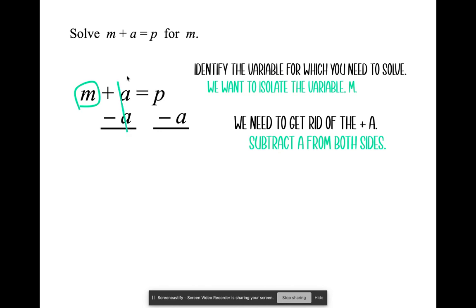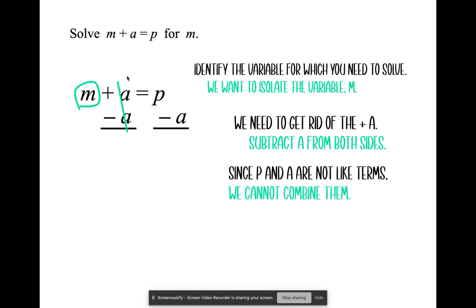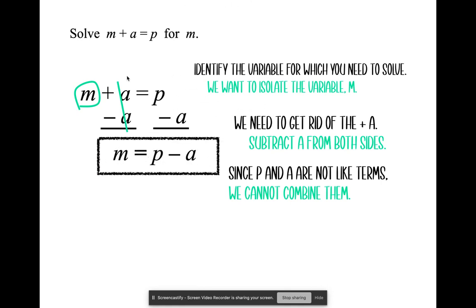So the A's are going to cancel, but what happens is on the right side, P and A are not like terms, so we cannot combine them, so we just write P minus A. M is alone, it's isolated, so this will be our final answer. We have successfully gotten M by itself. Let's try another example.